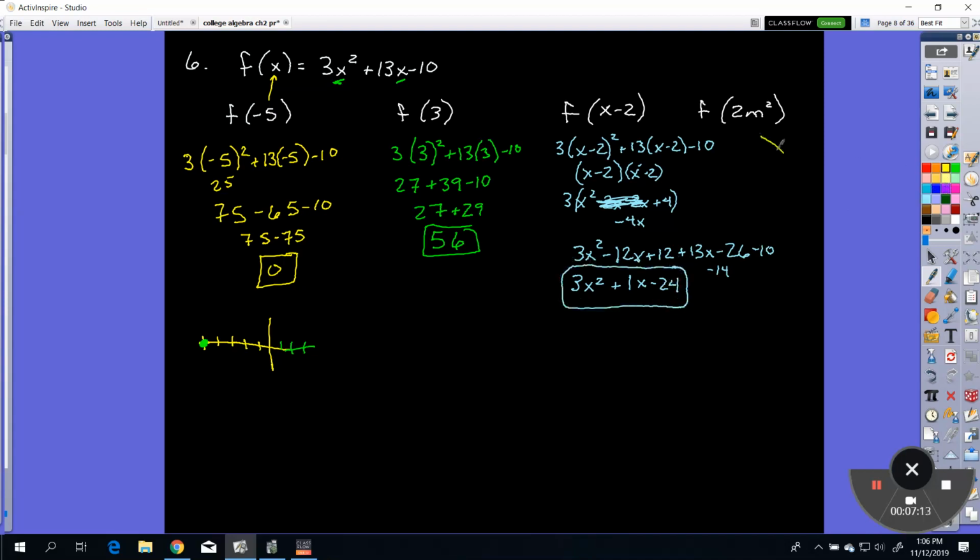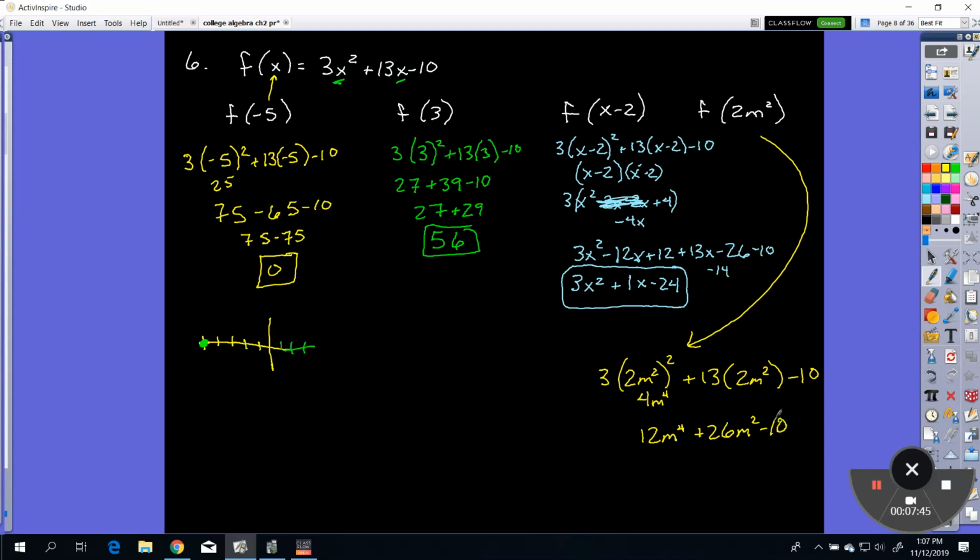All right, the last one, I'm running out of room, so I'm just going to do it down here. It says to replace all the x's with 2m squared. So I have 3 times 2m squared, squared, because remember I just replaced the x with 2m squared, so there's still the squared on the outside. Plus 13 times 2m squared minus 10. So 2m squared squared is 4m to the 4th. So 3 times 4m to the 4th is 12m to the 4th. 13 times 2 is 26m squared minus 10. There aren't any like terms to combine, so that's as simple as that one goes.